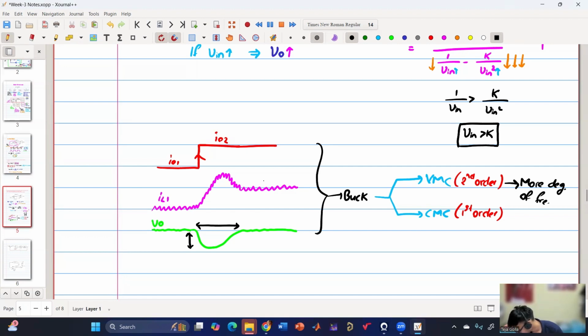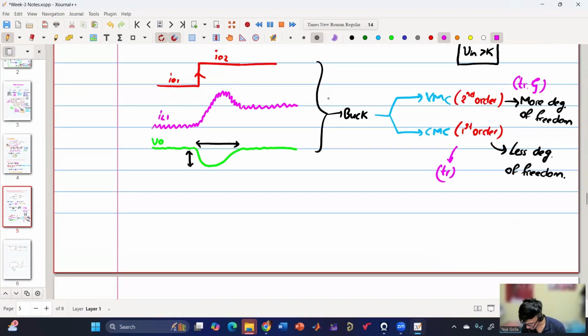Here we have more degrees, meaning 2 degrees. Here we have fewer degrees of freedom. Because if you see in the second order, I can play with the rise time as well as damping. Right? Here I can only play with rise time because there is a step. In the case of first order, it will go something like this. But in the case of second order, I can make sure it will have something like this.